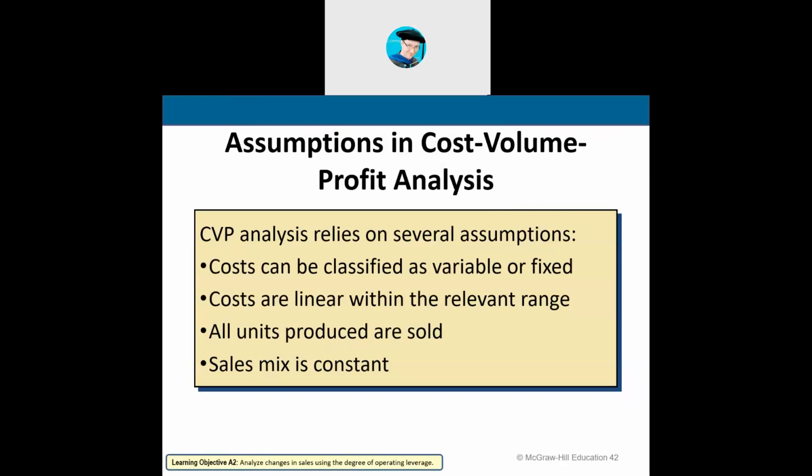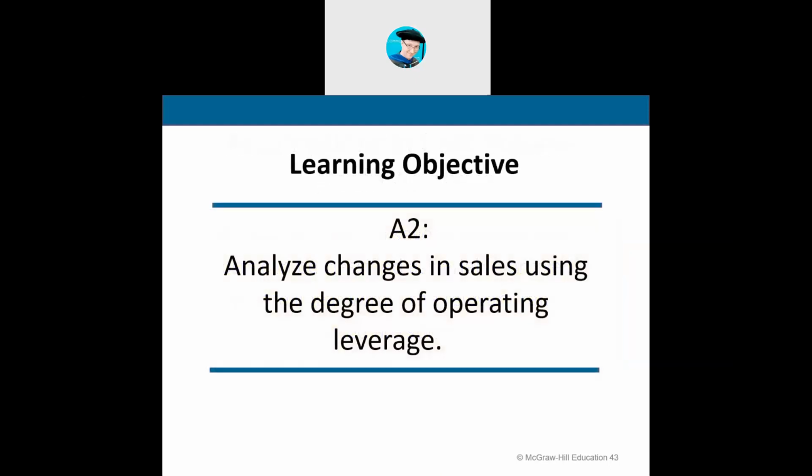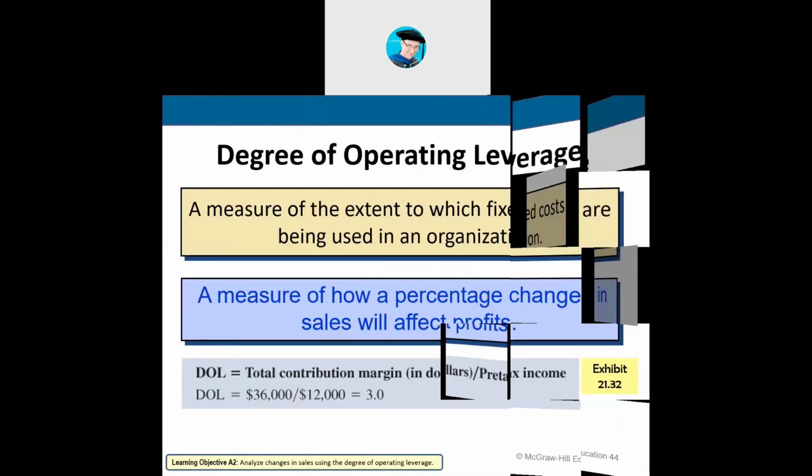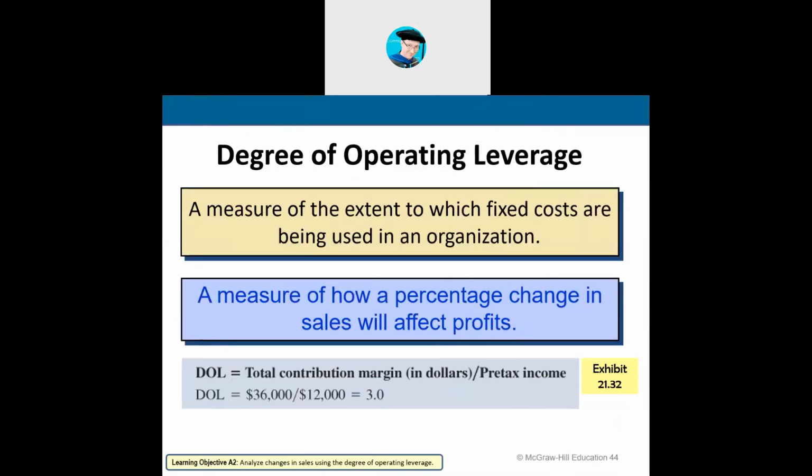It's linear in a relationship within a relevant range. All units are produced and sold, and the sales mix is constant. These are the assumptions that are associated with cost volume profit analysis. And of course, there's always going to be changes in our sales amount. And we can compute what we call operating leverage.